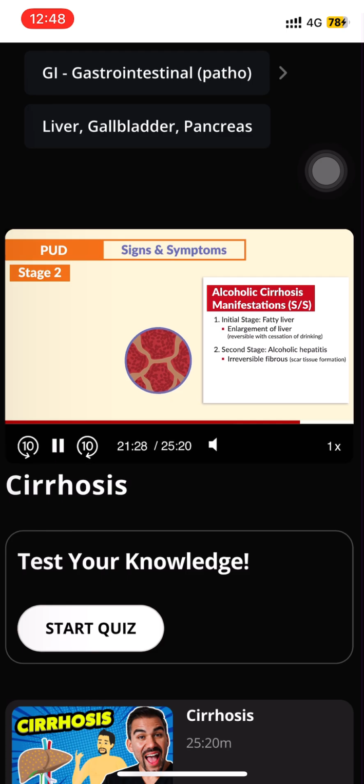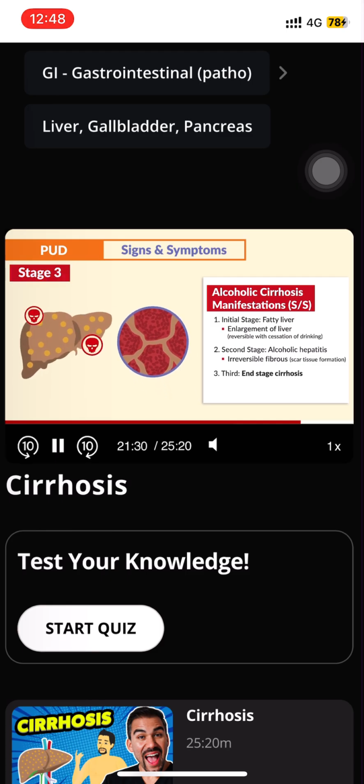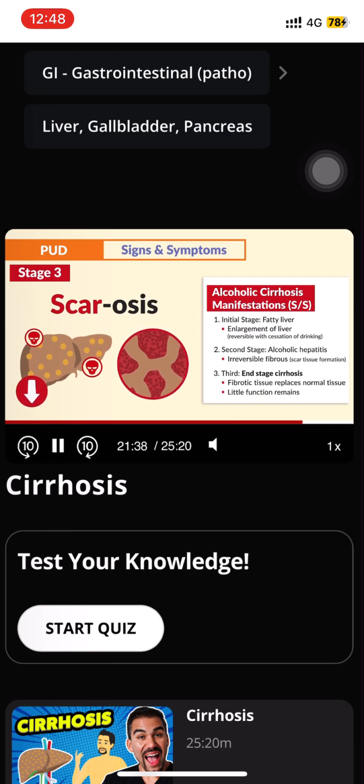And lastly is the third stage. This is known as end-stage cirrhosis. Fibrotic tissue replaces normal tissue and little function remains. This is why we say scarosis for cirrhosis, because normal tissue is replaced with scar tissue.